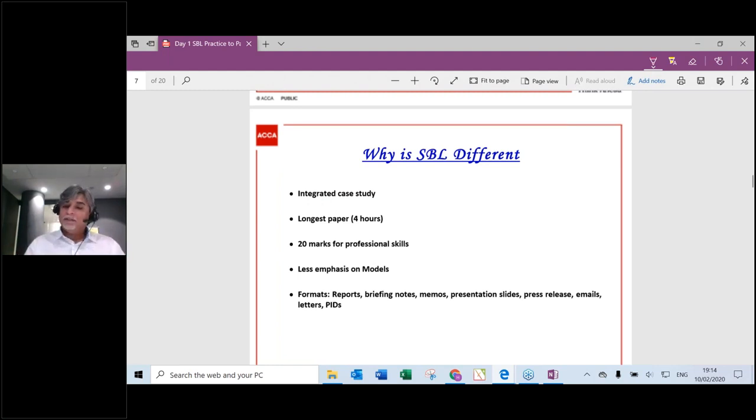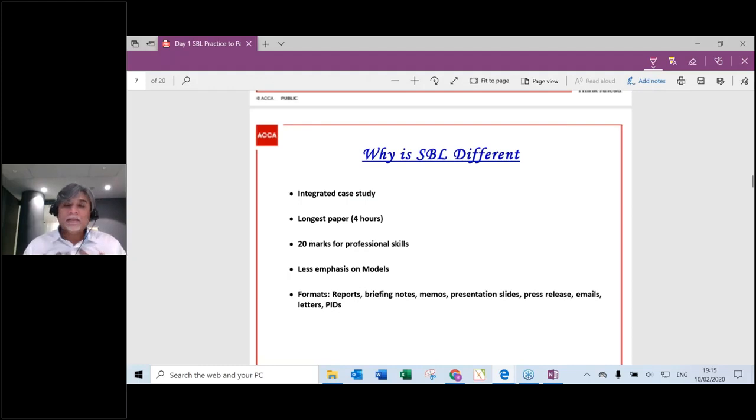Okay. The fourth difference is less emphasis on models. So in the previous subjects like P1 and P3, there was a lot of emphasis on models, especially in P1. But in SBL, the examiner does not give a damn about models. If you use models, well and good. If you don't use models, equally well and good, as long as your answer makes logical sense and you are covering all the aspects. So this is very good news that we got rid of models. Models are tricky. We need to memorize them, we need to link with them, and these outdated models sometimes can make us confused.